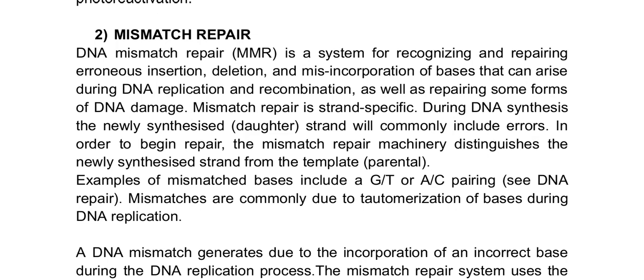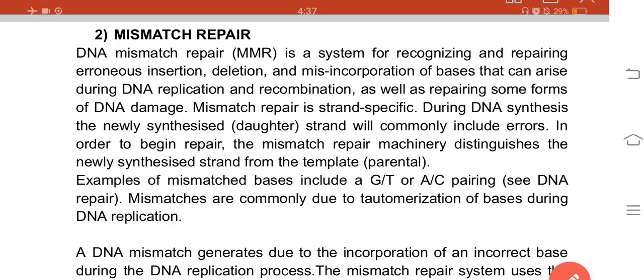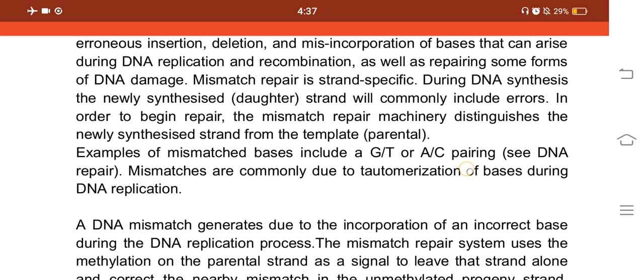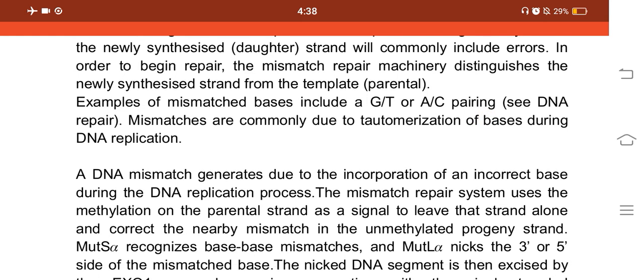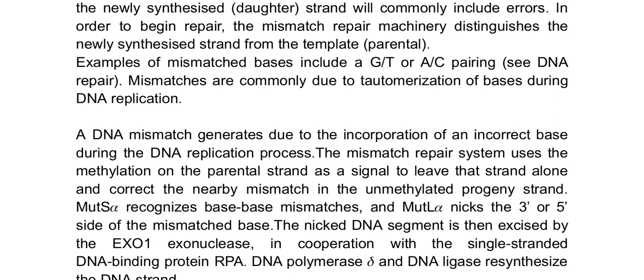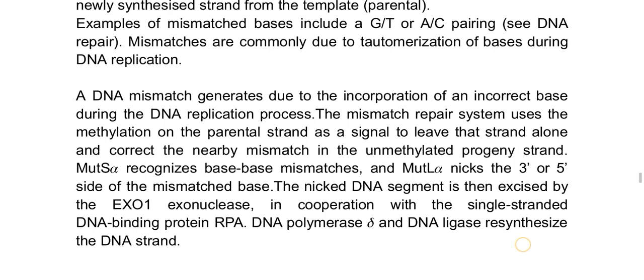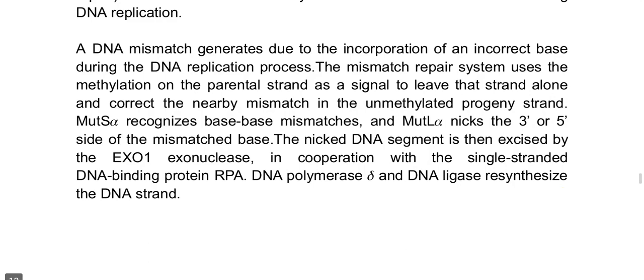During DNA synthesis, a newly synthesized daughter strand will commonly include errors. In order to begin repair, the mismatch repair machinery distinguishes the newly synthesized strand from the parental template. Examples of mismatched bases include a GT or AC pairing. Mismatches are commonly due to tautomerization of bases during DNA replication. A DNA mismatch is generated due to the incorporation of an incorrect base during the DNA replication process.